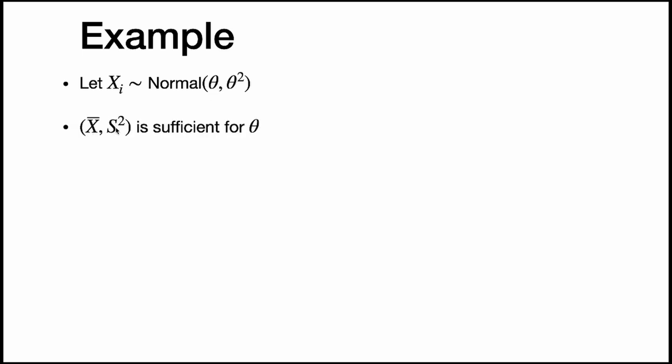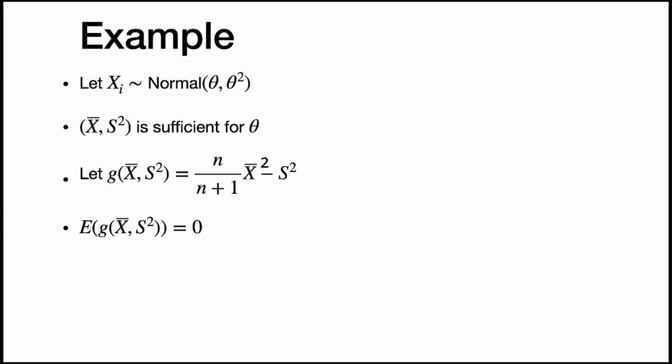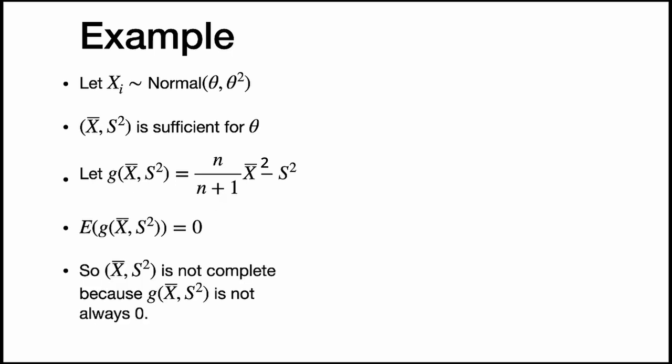So our sample mean and our sample standard deviation are sufficient for theta, but not complete. If we define a function of our sufficient statistic as n over n plus 1 times x bar minus s squared, the expected value of this function is 0. That's not at all obvious, but it is 0, just believe me. And of course, this function is not always equal to 0, right? If we take some number times the mean minus the sample standard deviation, that number is definitely not always going to be 0. So the expected value is 0, but it's not always 0, and thus it is not complete.